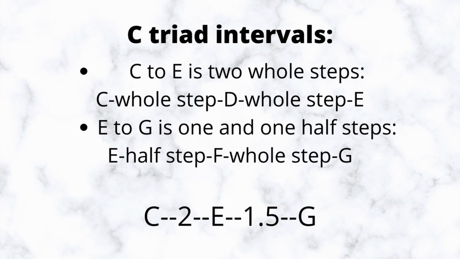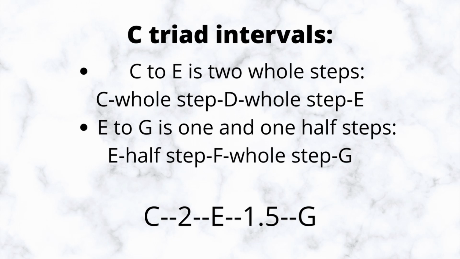Next, let's look at the interval between the 3rd of the triad, E, and the 5th of the triad, which is G. Now, E to F is a half step, and F to G is a whole step. So if we're looking at the interval from E to G, we need to say that it's 1.5 steps, clearly different from the interval from C to E. So from C to E is 2 whole steps, and from E to G is 1.5 steps.